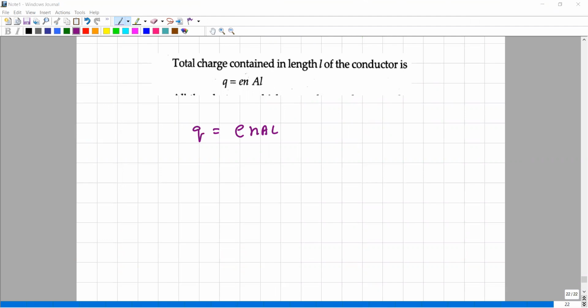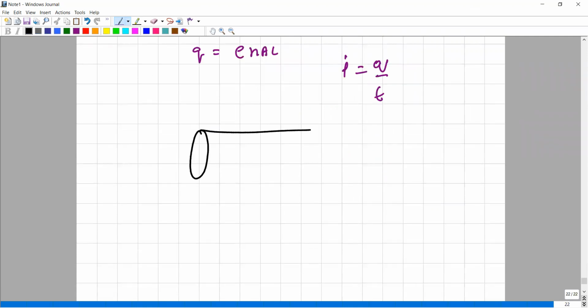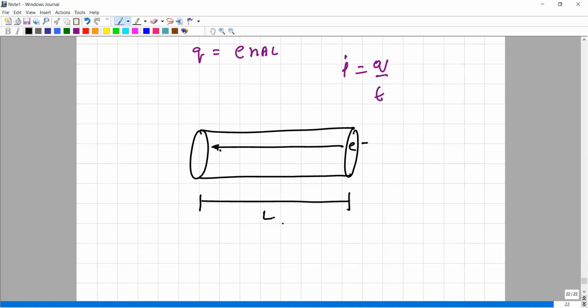Now again, what else do I need to find? I need to find the time. You see, it was Q by t. Now we know how much charge has flown, so now we need to know the time. Now, what would be the time? If the electrons are moving from this end to this end, that means they are covering a certain distance L, and they're moving with a velocity, the drift velocity, Vd. That means the time they will take is the distance, L, divided by the velocity, Vd.